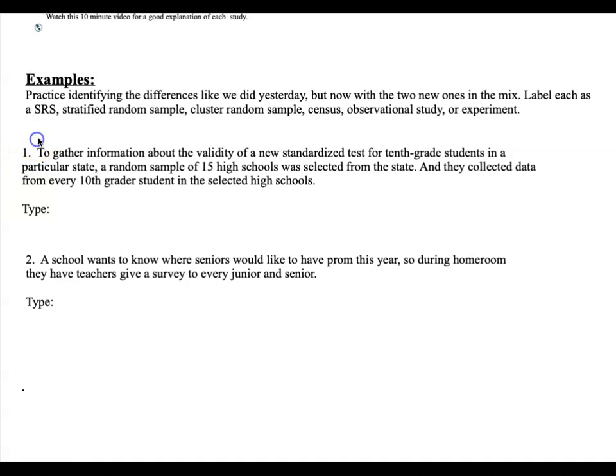All right, number 1, to gather information about the validity of a new standardized test for 10th grade students in a particular state, a random sample of 15 high schools was selected from the state.